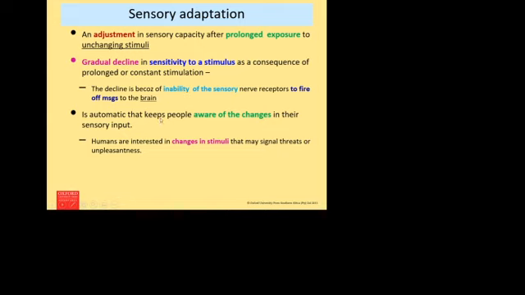It's automatic, to keep people aware of change. Because we are exposed for a long time to the same stimuli, we become unaware of changes in the sensory input. Humans are interested in changes in stimuli. So basically, sensory adaptation means our senses tend to adapt to unchanging stimuli, especially when we are exposed to them for a long time.